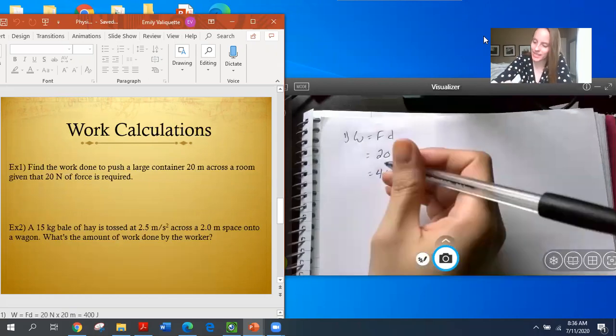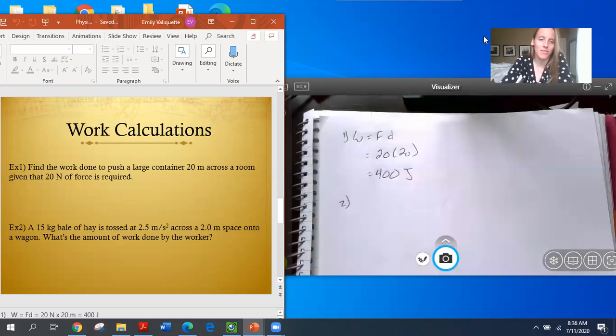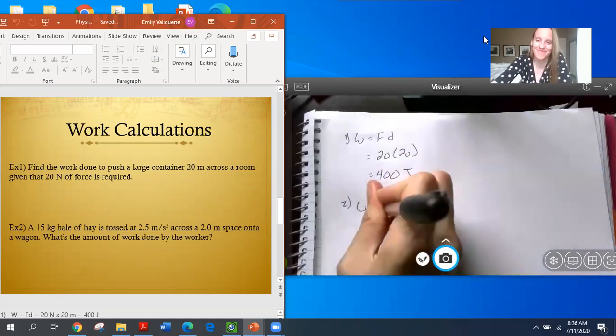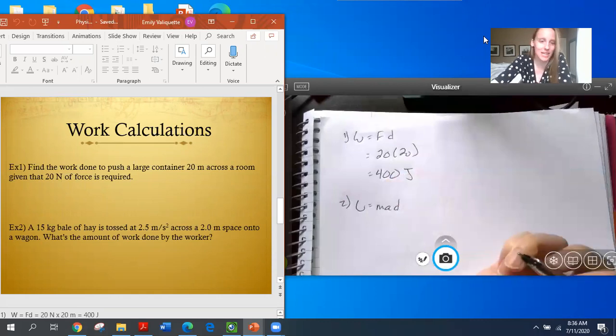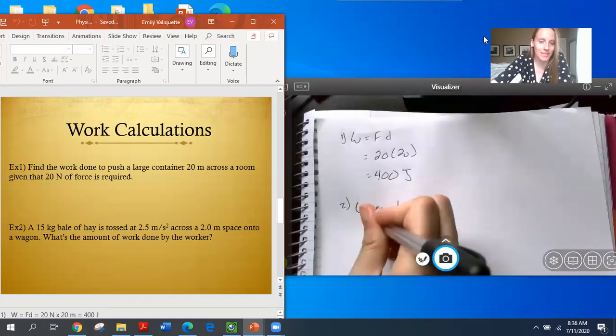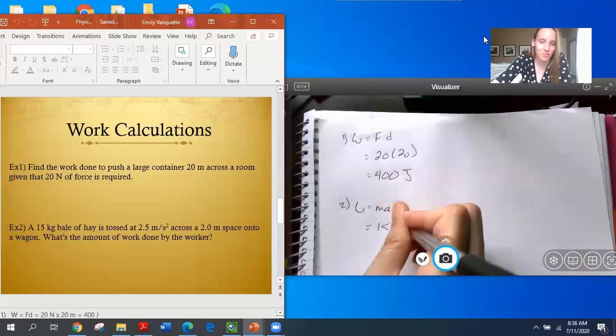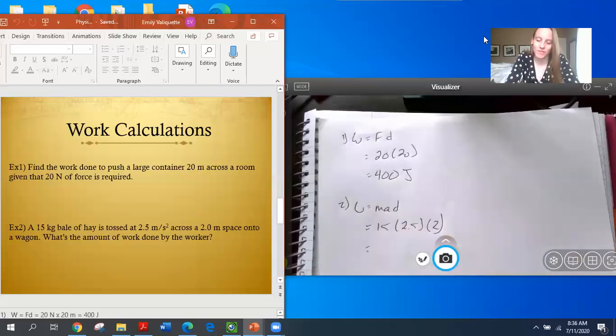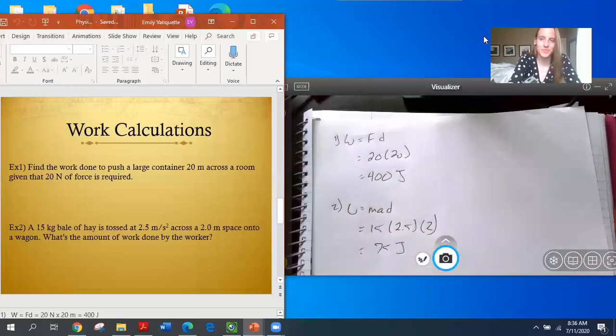For the second example here, we're given the mass, the acceleration, and the distance. So we're going to be doing work equals mass times acceleration times distance. Plug in our mass, plug in our acceleration, plug in our distance, and just multiply them together. 15 times 2.5 times 2 is 75 joules.